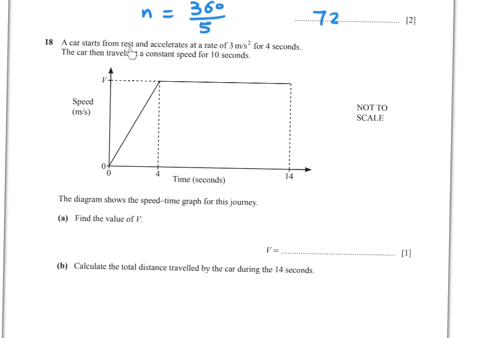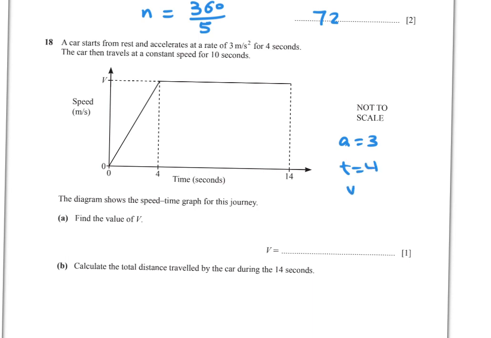Number 18. A car starts from rest and accelerates at a rate of 3 meters per second squared for 4 seconds. The car then travels at a constant speed for 10 seconds. The diagram shows the speed time graph for this journey. Find the value of V. We need to find V. You have the acceleration 3, and you have the time 4.